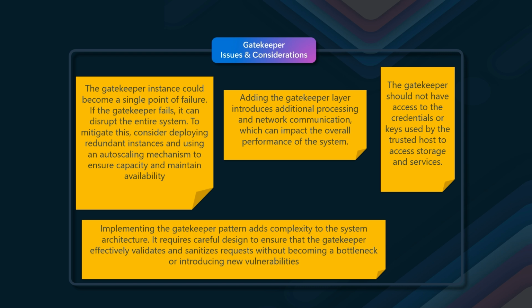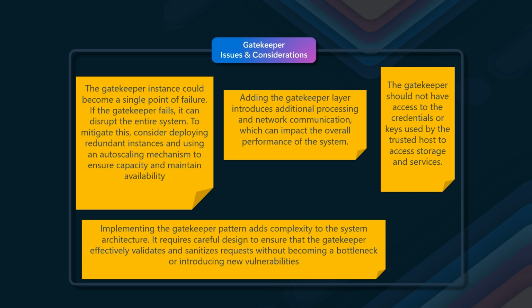Control validation. The gatekeeper should validate all incoming requests and reject those that do not meet the validation requirements. This helps in ensuring that only legitimate requests are processed by the trusted host. The gatekeeper should also not have access to the credentials or keys used by the trusted host to access the storage and services. This limits the risk and exposure in case the gatekeeper itself is compromised, as the attacker would not gain access to these sensitive credentials or keys.